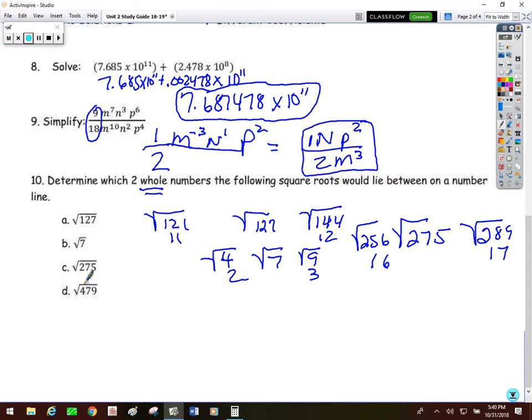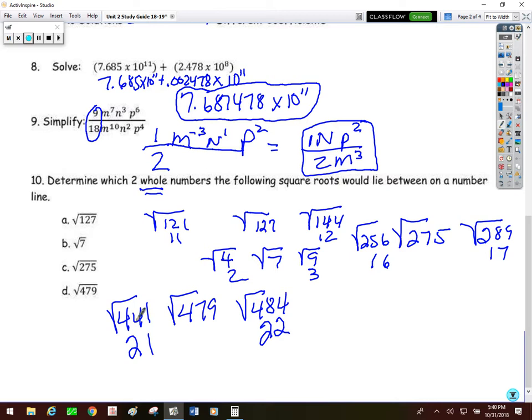All right, last one. Pretty big number here, right? So 479. What do you think? Between what? 441 and 484, which is between 21 and 22. Okay, so again, remember, draw that number line. Remember, we started about drawing number lines from 0 all the way to 400, and just place it in there. It's a lot quicker than trying to guess, okay?